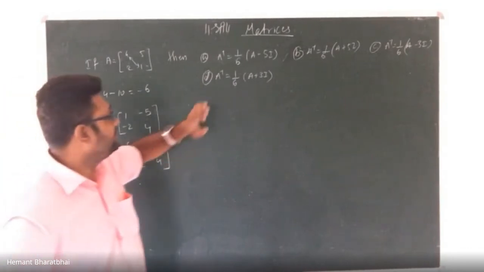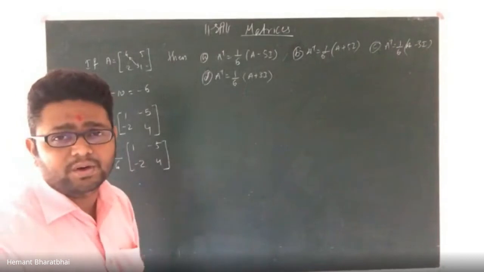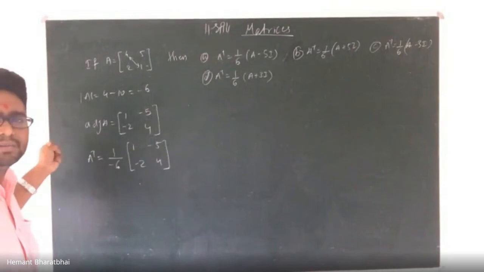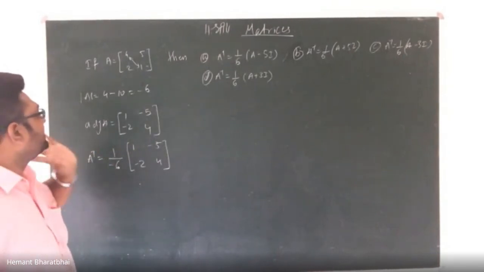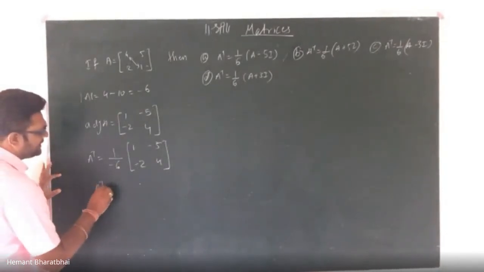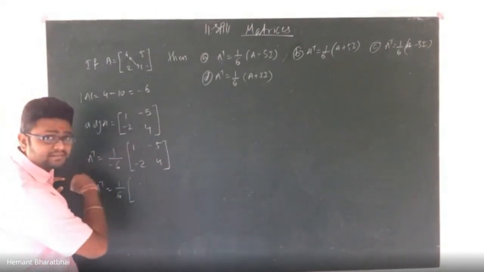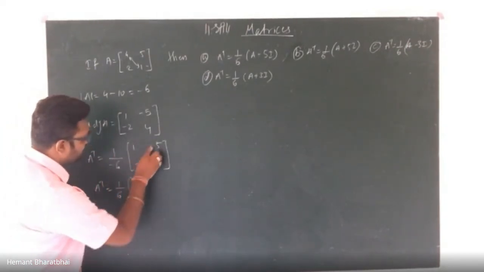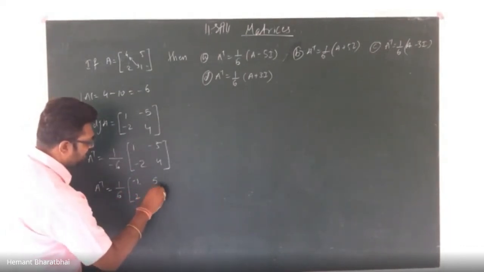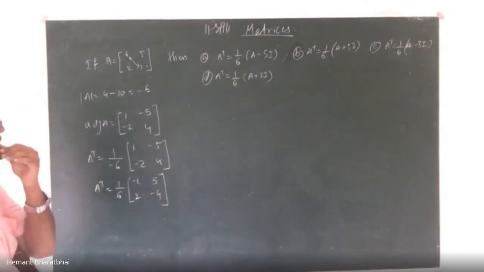If we see in the options, everywhere for A inverse we are having 1 by 6, 1 by 6, 1 by 6, 1 by 2. Therefore, what I am doing is taking minus 1 common so that this minus sign and minus sign get cancelled. Okay. So I'll get A inverse is equal to 1 upon 6. I've taken the minus sign common, so this will become minus 1, minus 5 will become plus 5, minus 2 will become plus 2, and plus 4 will become minus 4. This is the value of my A inverse.